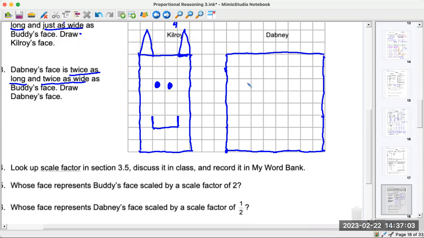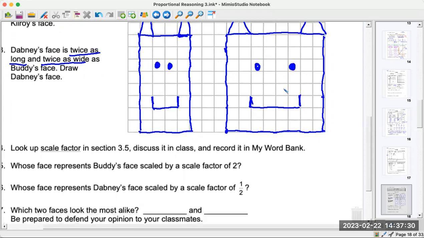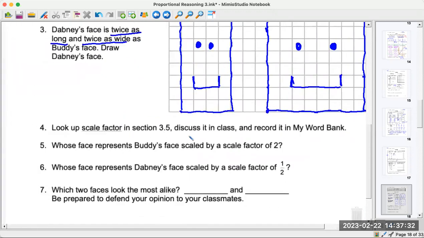Okay, so the ears also get doubled, so we're going to move them up and over. So this is now 2 and 2. Everything gets doubled. The mouth is going to get moved up and the side corners are doubled. And the eyes move up here and here. So there's Dabney.